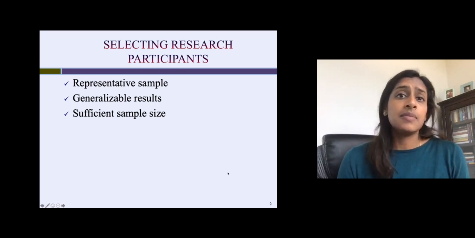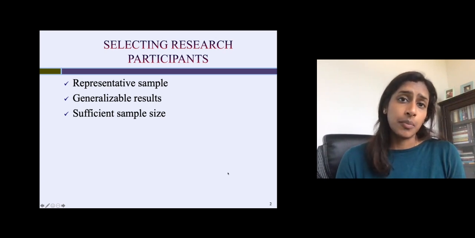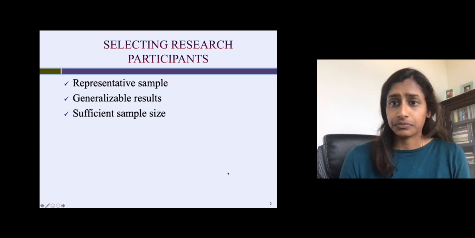And then finally, we need to make sure that our sample size is sufficient, that we have enough participants in our sample to be able to detect effects whenever we run analyses.